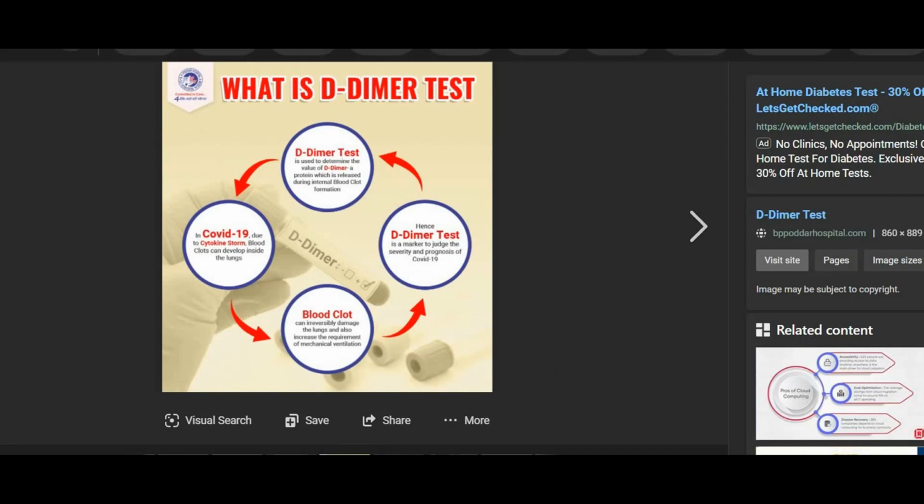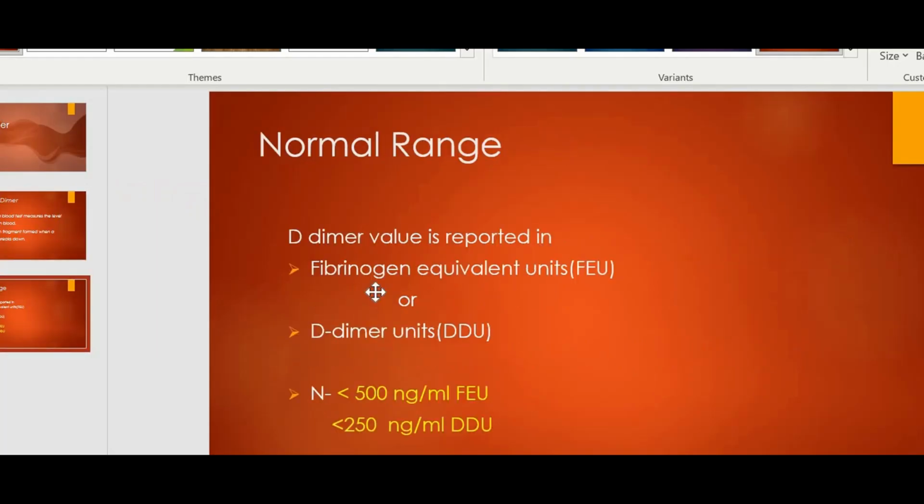Now let's see what the normal levels of D-dimer are. D-dimer is reported in FEU or DDU, that is fibrinogen equivalent units or D-dimer units. If it is FEU, the normal level is less than 500 nanogram per ml FEU, or if it is DDU, the normal level is less than 250 nanogram per ml. So when you interpret D-dimer level, it's important to know the units in which the D-dimer is expressed.